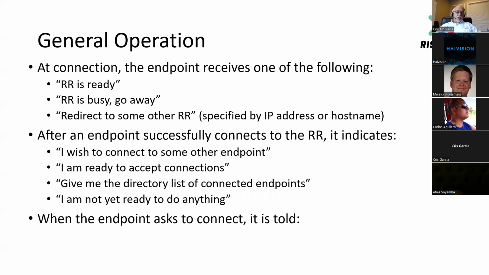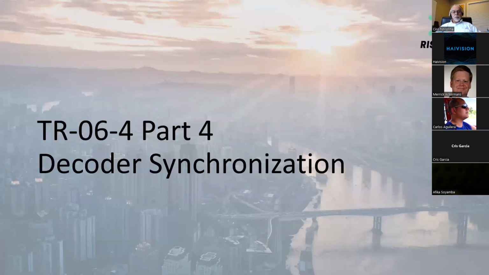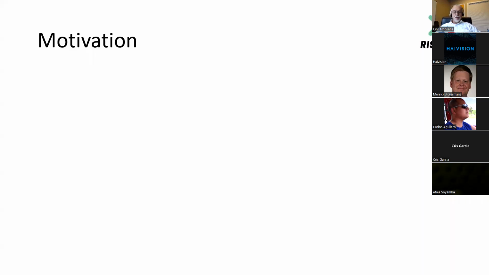And when the endpoint asks to connect, it is told how to connect to the other party if you're going to go direct, or to just use this relay itself for communication. That's the relay part of the RIST relay. All right. That's that. Now decoder synchronization. I'm going very fast, so we have time for questions or discussion at the end, which will be very interesting.